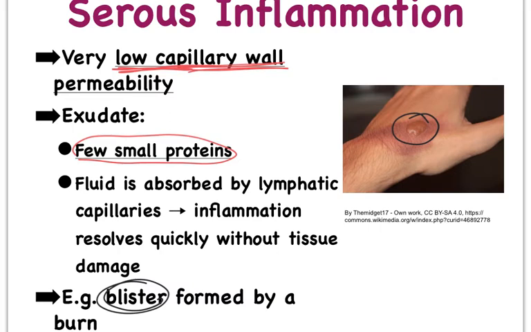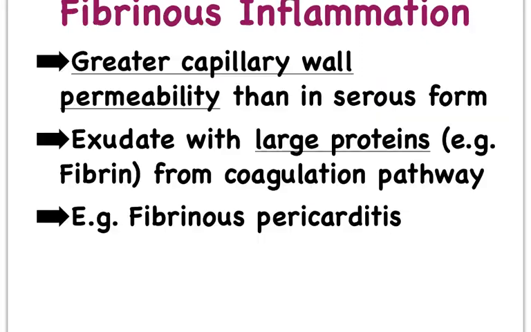And because the exudate is not very rich in big proteins, it can be absorbed by the lymphatic capillaries. And so therefore, this is the kind of inflammation that disappears relatively quickly. Of course, none of us like to have a blister because it does take a while for it to go away, but it doesn't go on and on and on.